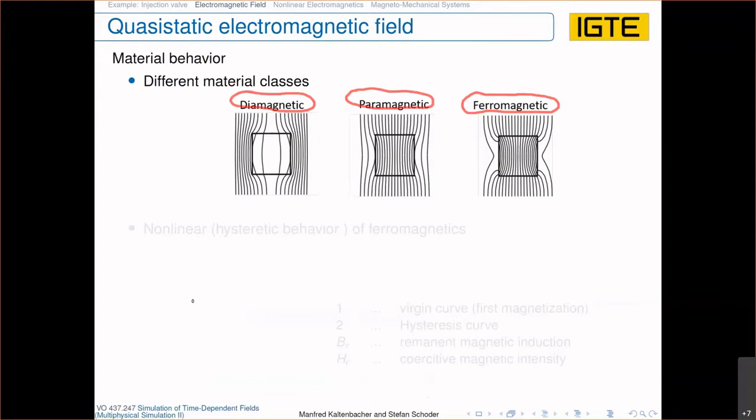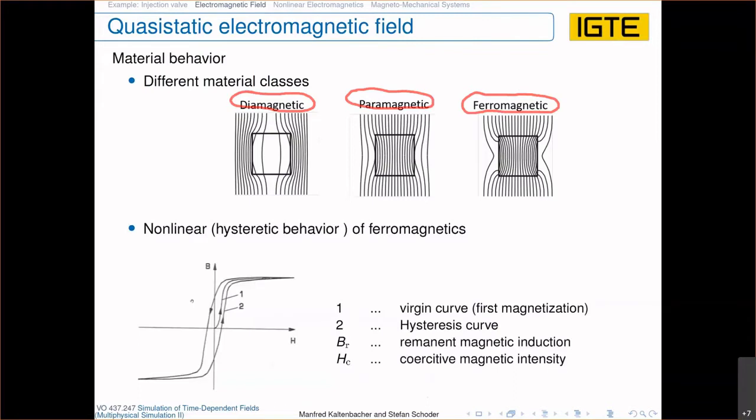Now, when you try to measure the behavior between the magnetic field intensity H and the magnetic flux density B, you will find that you have such a hysteretic behavior. So starting at the demagnetized state, when you measure B and H, you will go along the so-called virgin curve, the first magnetization curve as shown here.